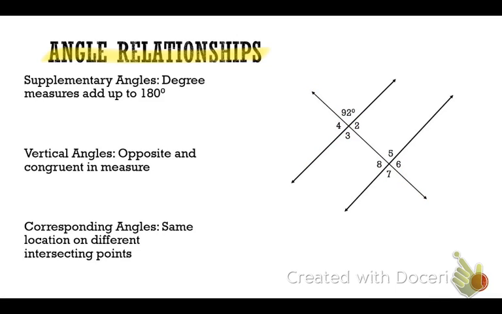What I need you to do now is go ahead and write down these three definitions: supplementary, vertical, and corresponding angles. I need you to leave at least 2 or 3 lines between each definition because we're actually going to list angle pairs that match each one of these types of relationships.